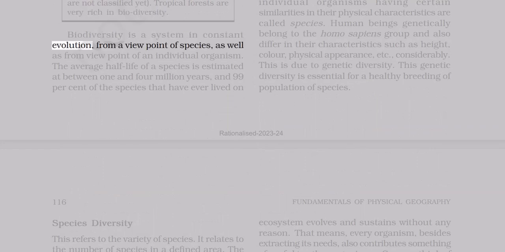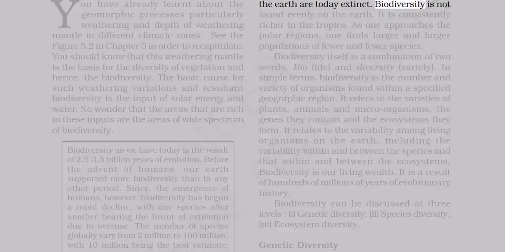Biodiversity is a system in constant evolution, from a viewpoint of species, as well as from the viewpoint of an individual organism. The average half-life of a species is estimated at between 1 and 4 million years, and 99% of the species that have ever lived on the Earth are today extinct. Biodiversity is not found evenly on the Earth. It is consistently richer in the tropics. As one approaches the polar regions, one finds larger and larger populations of fewer and fewer species.